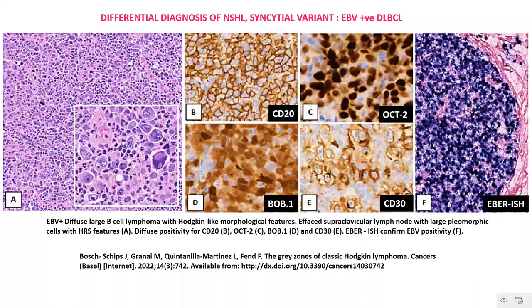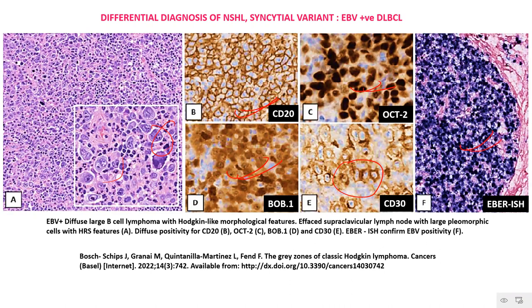So this article shows you the same kind of scenario. You have a case of EBV-associated diffuse large B-cell lymphoma with cells which morphologically mimic the Hodgkin Reed-Sternberg cells, but you get a strong positivity with B-cell markers like CD20 and BOB1 and OCT2, which is not expected in the case of a classic Hodgkin lymphoma of the nodular sclerosis subtype. CD30 is strongly expressed. Like I said, these cases will express CD30, but CD15 will not be expressed.